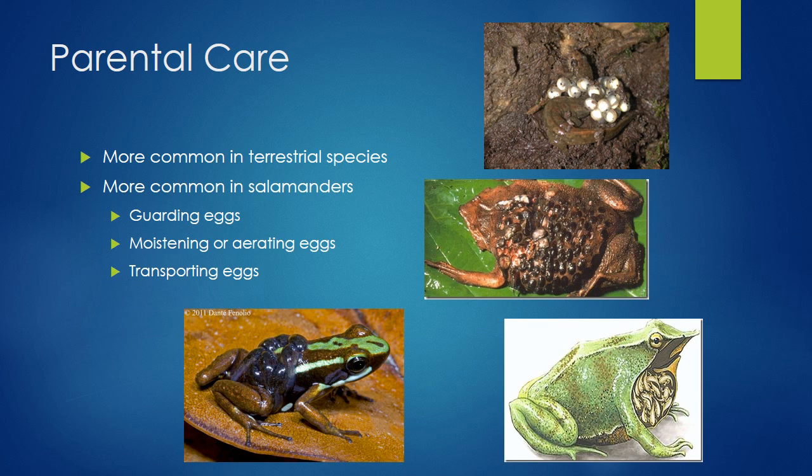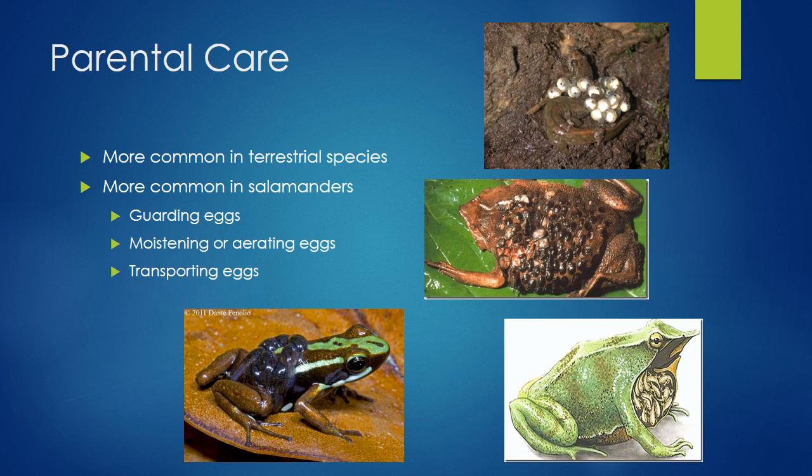So parental care doesn't happen often in amphibians, but it does happen sometimes. We talked about some of the crazy adaptations for reproduction, things like swallowing the eggs and letting the young develop inside the vocal sac or inside part of the stomach, carrying the eggs on the back. So parental care is actually more common in salamanders than it is in frogs.